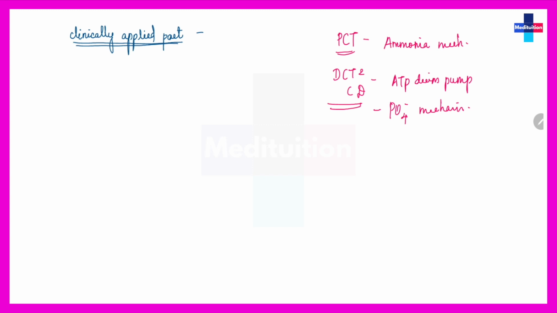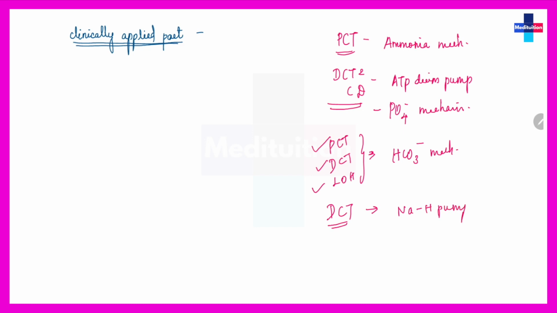Along with your PCT, DCT and loop of Henle, in these three the main thing taking place is your bicarbonate mechanism. Remember this. Apart from this, only in DCT, that is your sodium hydrogen pump. So if they ask only DCT, then your answer should be sodium hydrogen pump. If they ask only PCT, then it is the ammonia mechanism. If they ask about the bicarbonate mechanism, it happens in all three. But in collecting duct and DCT, it happens only by ATP and phosphate. Very, very important to remember.